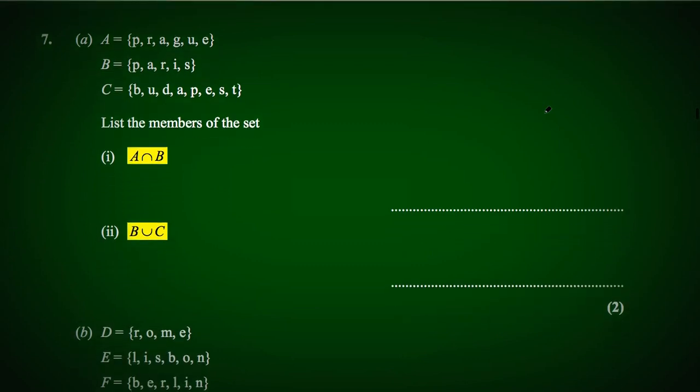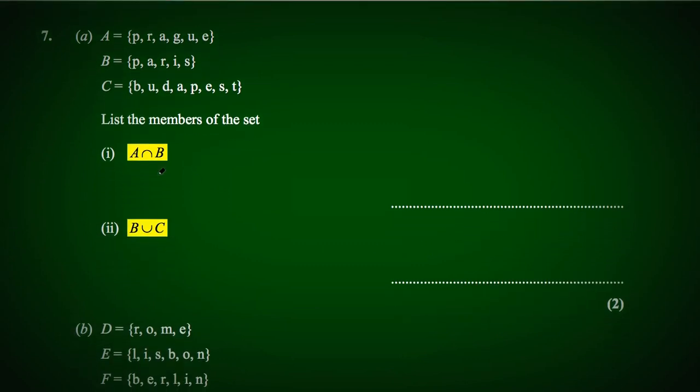Question four, a set question. A, B, and C are different cities with different letters in them. List the members of the set A intersection B. That's the bit of the overlap that we're talking about if we're thinking of a Venn diagram. So the letters that are in both A and B. Well, P is in both of them. R is in both of them as well. A is in both of them. G is not in this one, U is not in this one, and E is not in this one. I and S are not in both. So that is the full list of letters, members of that set.